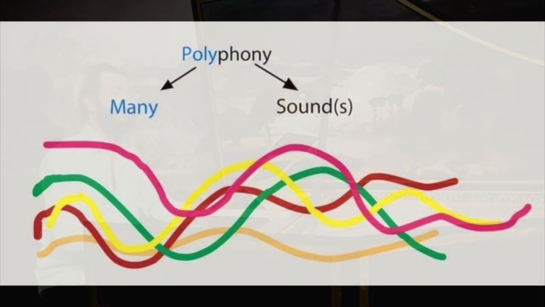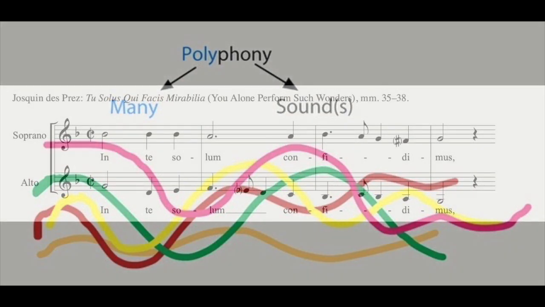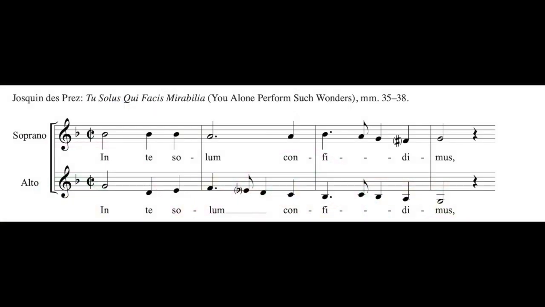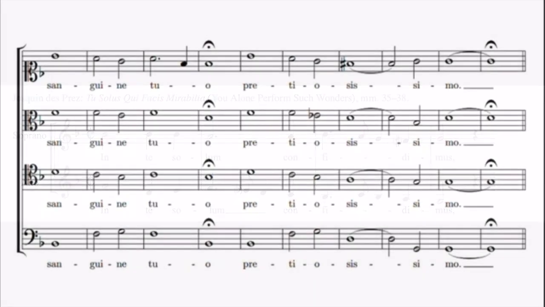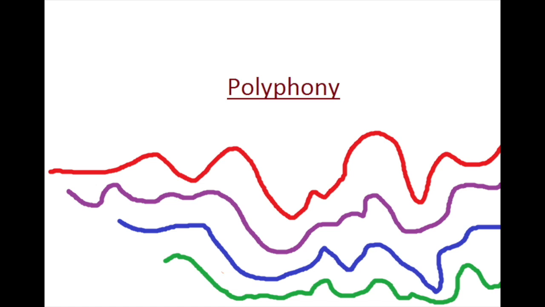In the piece named You Alone Perform Such Wonders by Josquin des Prez, we see that lines with similar rhythmic values and contour appear in a polyphonic composition. The other example is a fugue from the Musical Offering by Bach, in which the lines have contrasting rhythmic values and contour.